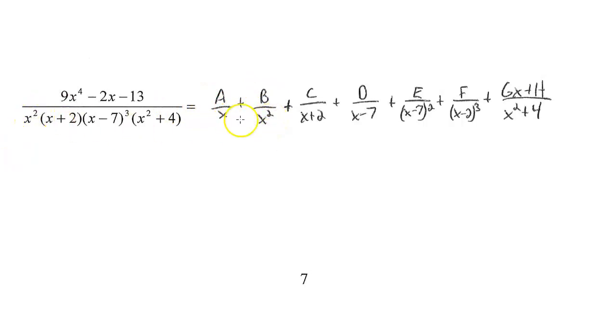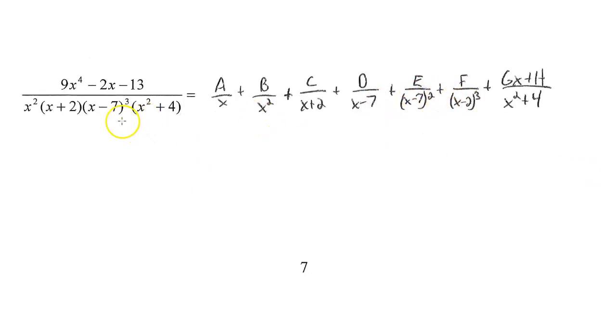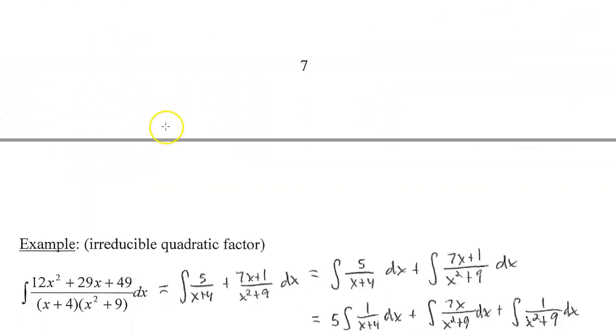Okay, if this had been an x cubed, we'd have to put plus C over x cubed. Then we have plus C over x plus 2. Plus, we have a repeated factor, D over x minus 7, plus E over x minus 7 squared, plus F over x minus 7 cubed. And finally, we have an irreducible quadratic, so we put Gx plus H over x squared plus 4. So that's the partial fraction decomposition, or at least the form of the partial fraction decomposition, the PFD, of this rational function.